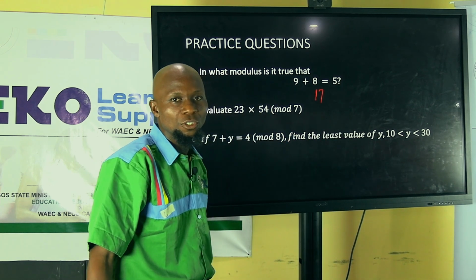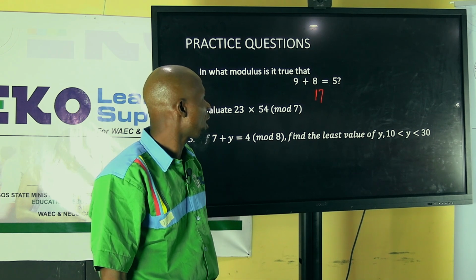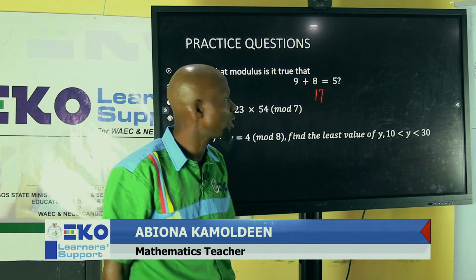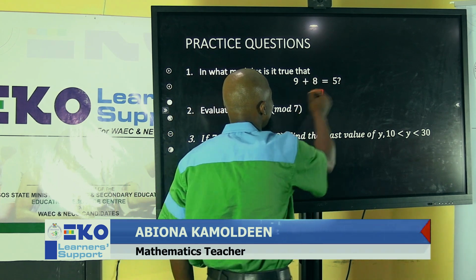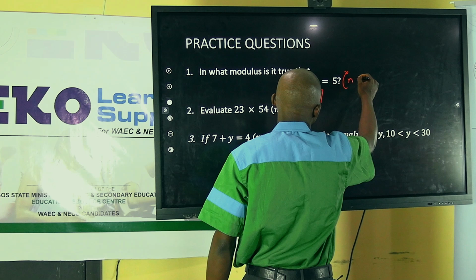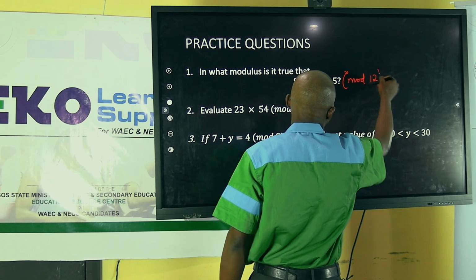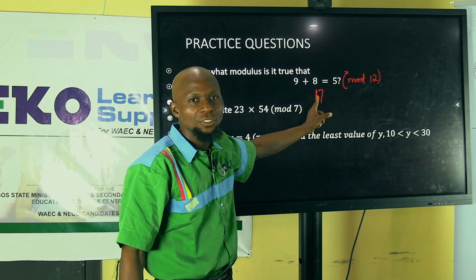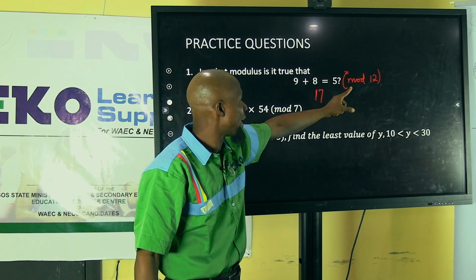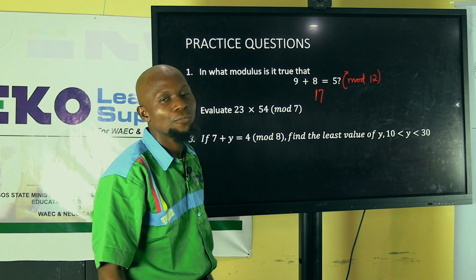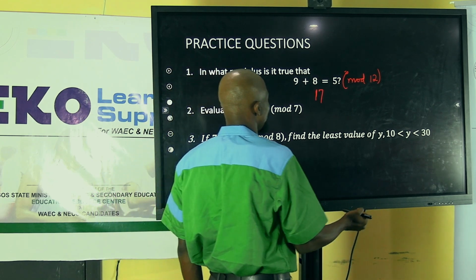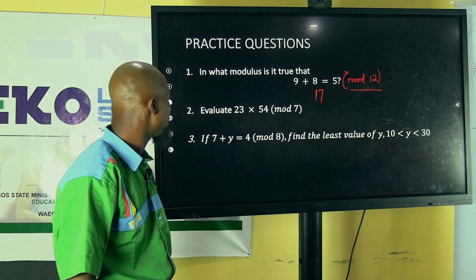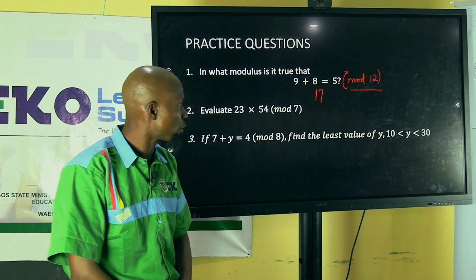It's 12. So it means we have divided 17 by 12, and the remainder is 5. So for this to be correct, it must be in modulo 12. That is why 9 plus 8 is 17. 17 divided by 12 should be 1 remainder 5. So that is just what we need. So the correct answer to that is in modulo 12. All right, thank you. So let's look at the second question.